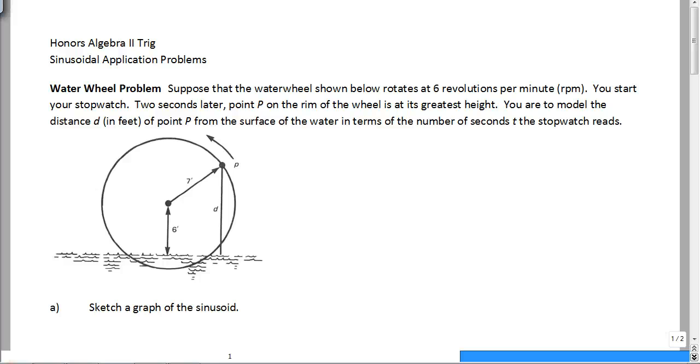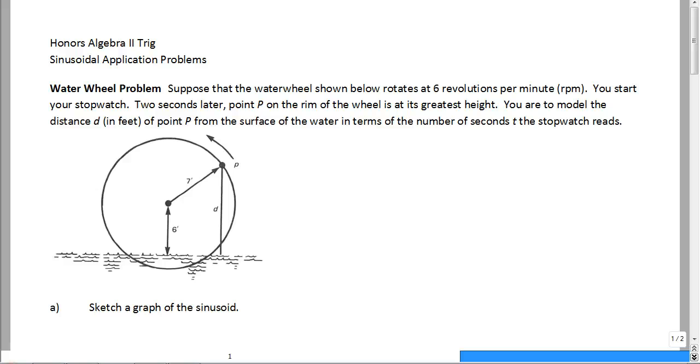We have a fun lesson for you here today. It's about sinusoidal application problems. Now what we're going to do is take all that trigonometry stuff we've been doing for the past couple of days and apply it to one problem where you're going to be answering all kinds of questions. You're going to be sketching a graph, writing an equation, and using the equation to solve and substitute to find values. We've got a lot of stuff coming here.